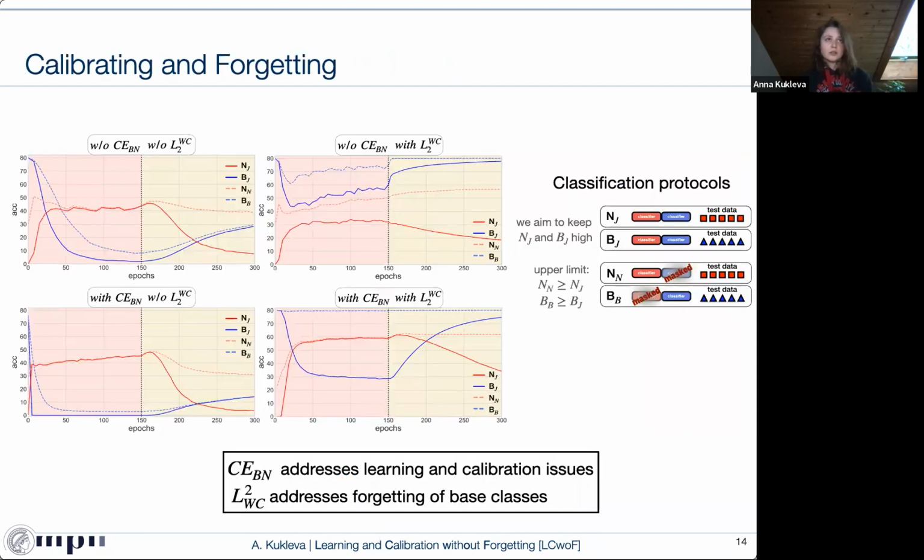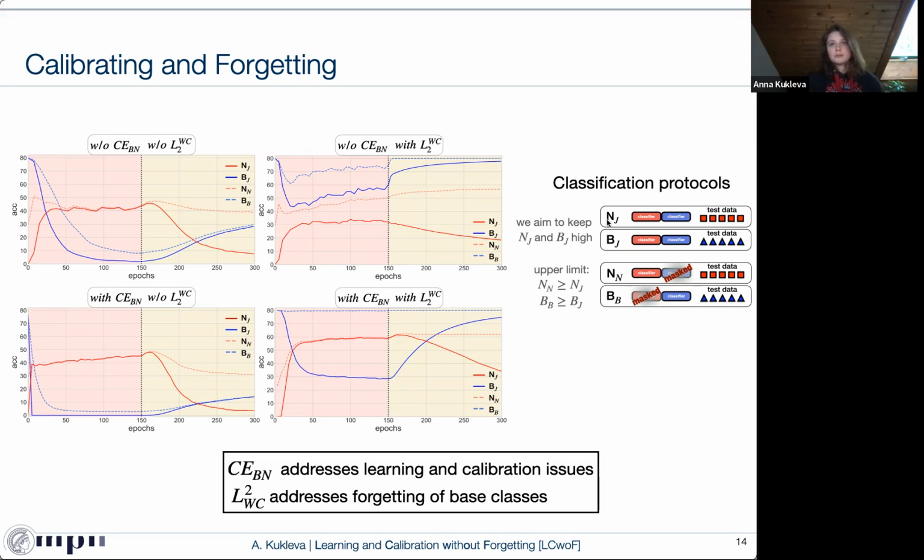So now I actually will go to my favorite plot in this part. It's already going to the ablation studies. So this plot explains why we have each stage. So let's go from the first one. First of all, I will explain the classification protocols here.